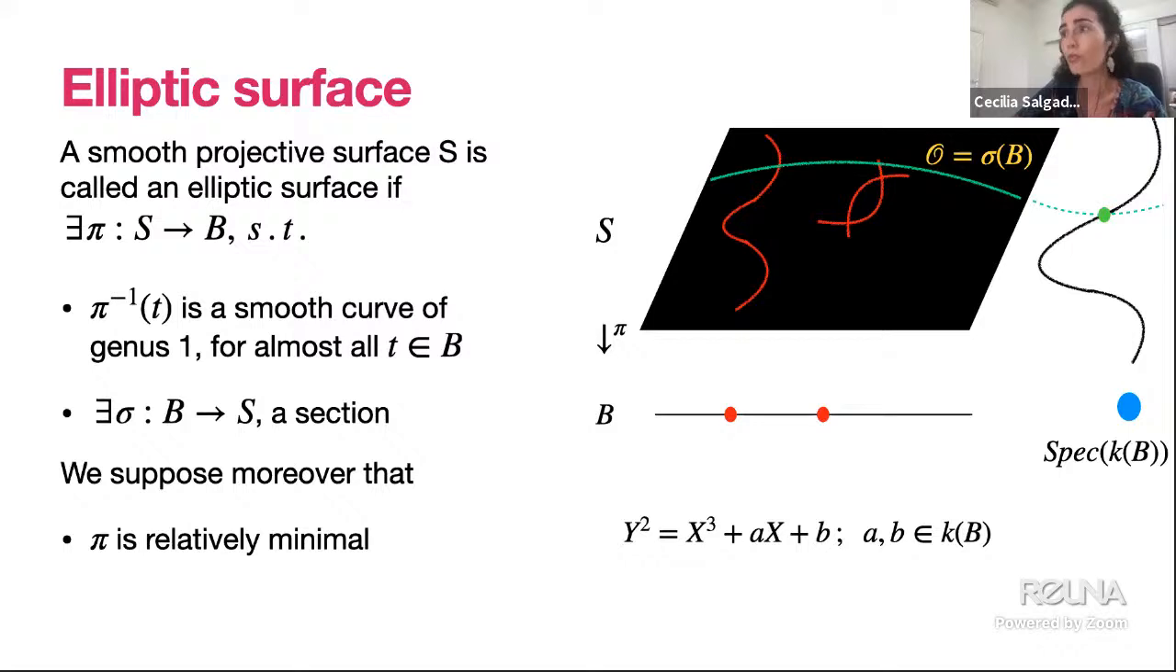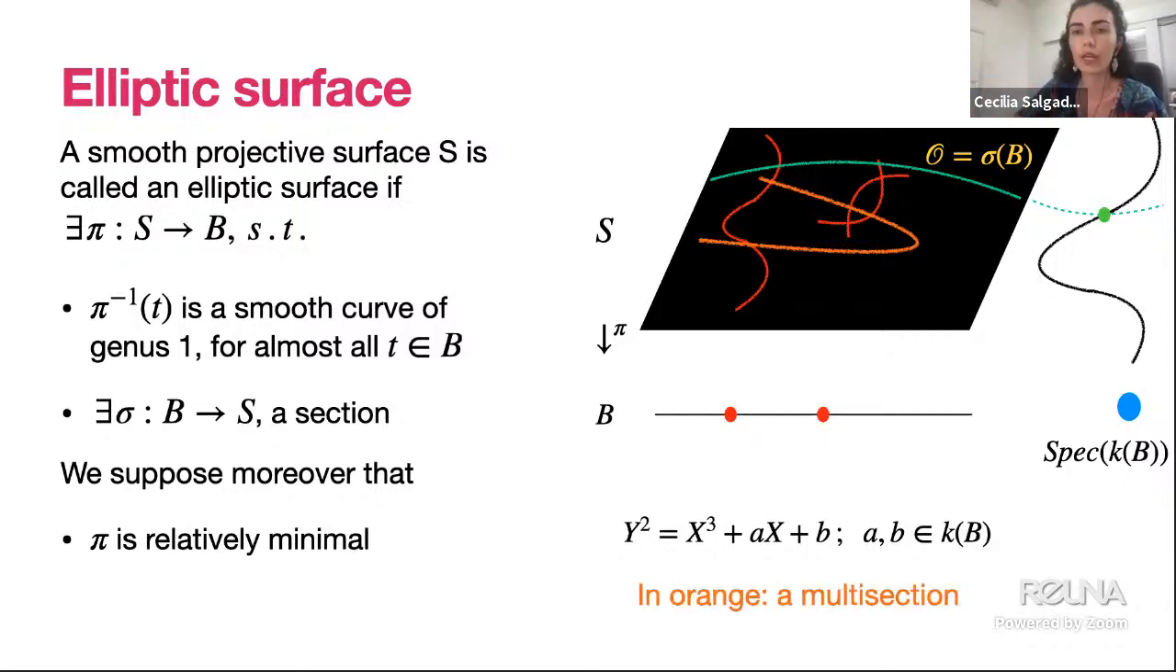And moreover, I'm going to also draw for you another curve in my surface, which is going to play some role for us soon. And that's what we call a multi-section. So a multi-section is some curve inside of my surface S, such that when I look at the map pi restricted to this curve here that you see, it's a flat map. So a multi-section is something that becomes a section when I change basis for it, right? So this is in orange, okay?